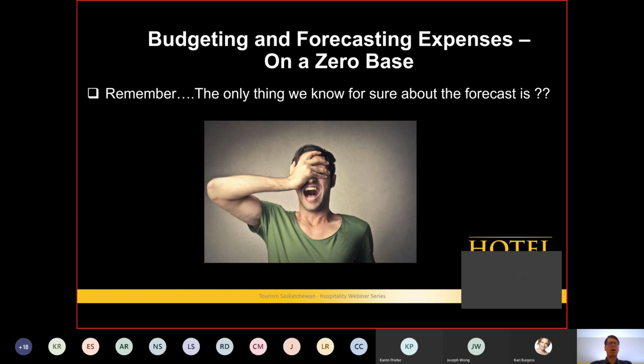So what we also need to do is remember, the only thing we know for sure about the forecast is it's going to be wrong. We're never ever going to be able to get it exactly right. But the more we do this and the more we practice zero-based expenses, the smarter we're going to get. We're going to know infinitely more after month 1 than we did before we started. And after month 3, we're going to have a very good handle. And after month 12, we're going to know like the back of our hand what our expense forecast needs to be.